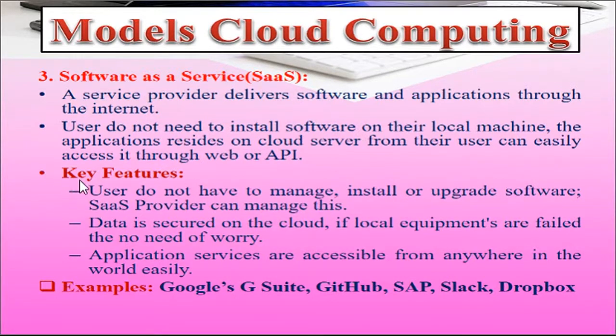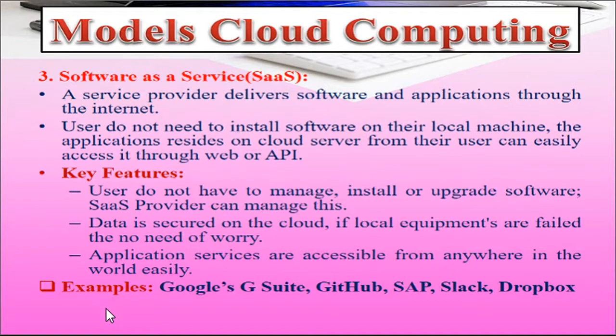So what are the key features of software as a service? The first key feature is that the user does not have to manage, install or upgrade the software. The software as a service provider manages the files, meaning there is no need for installation or upgrading of the software. Next, data is secured on the cloud. If the local equipment fails, there is no worry, the data will be saved in the cloud. Next, the application services are accessible from anywhere in the world easily. We can access the service worldwide, so software as a service plays a very important role.